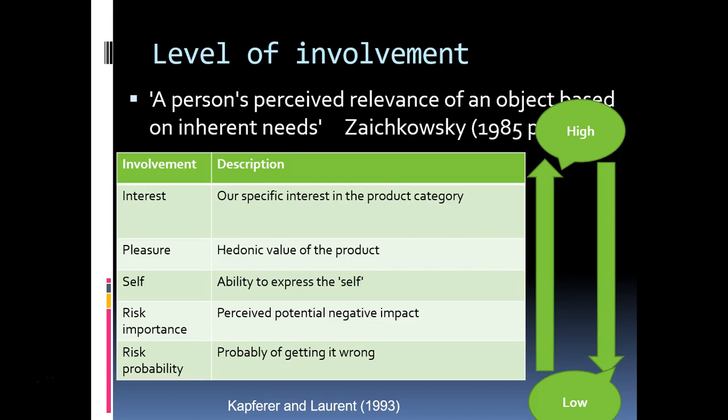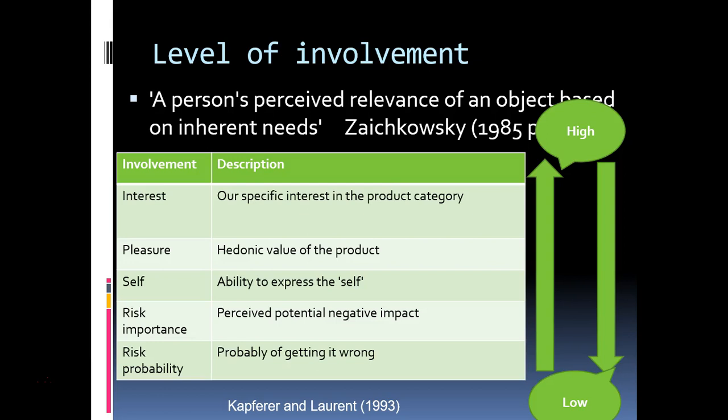It could be how much pleasure we're likely to derive from the product. Is it a really nice expensive bar of chocolate? Is it an experience, perhaps going to Alton Towers or going on holiday? Then there's the ability to express the self. Is this a brand that we're going to use to convey who we are to other people, and therefore it becomes important for those reasons? And what's the risk of getting it wrong? What's the negative impact?